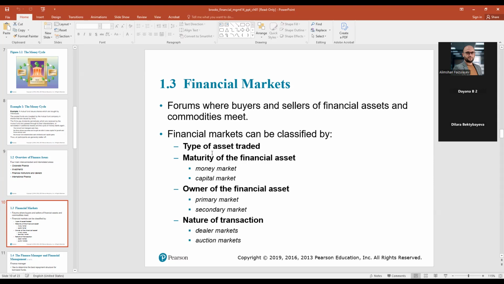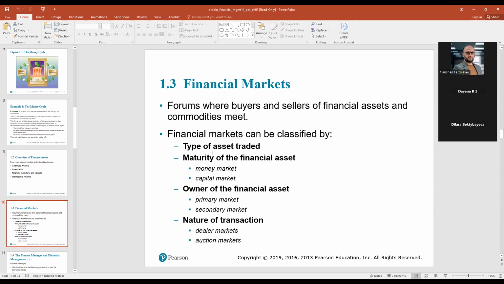There's another differentiation in financial markets: primary and secondary. Primary is when companies go for the first time and issue shares for the first time. When companies already exist in the financial market and they reissue and resell their shares, they go to the secondary market. We also have dealer markets and auction markets.